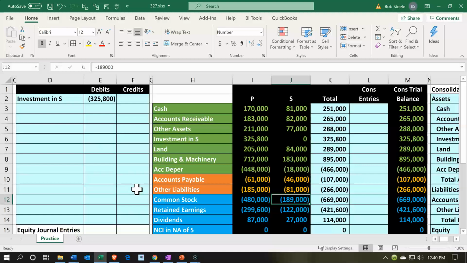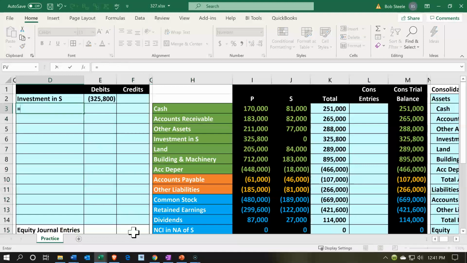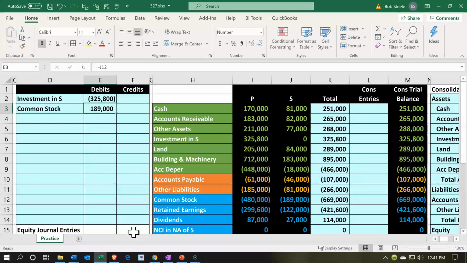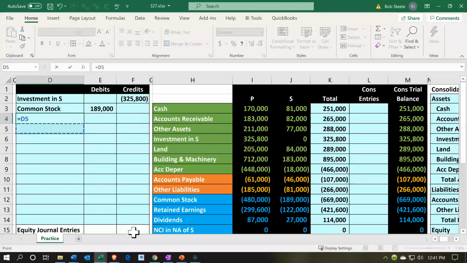Once again, you might say, hey, we only got a 90% interest. Why are we removing the entire thing? Because we're going to remove the entire thing at the point of consolidation and then report the non-controlling interest separately down here, with this NCI in the NA, the non-controlling interest in the net assets of S, the other company. So let's just take off the whole common stock, the same amount as it was when we purchased this thing. And by the way, this should be on the credit side, so why don't I put that on the credit side so it doesn't look funny?